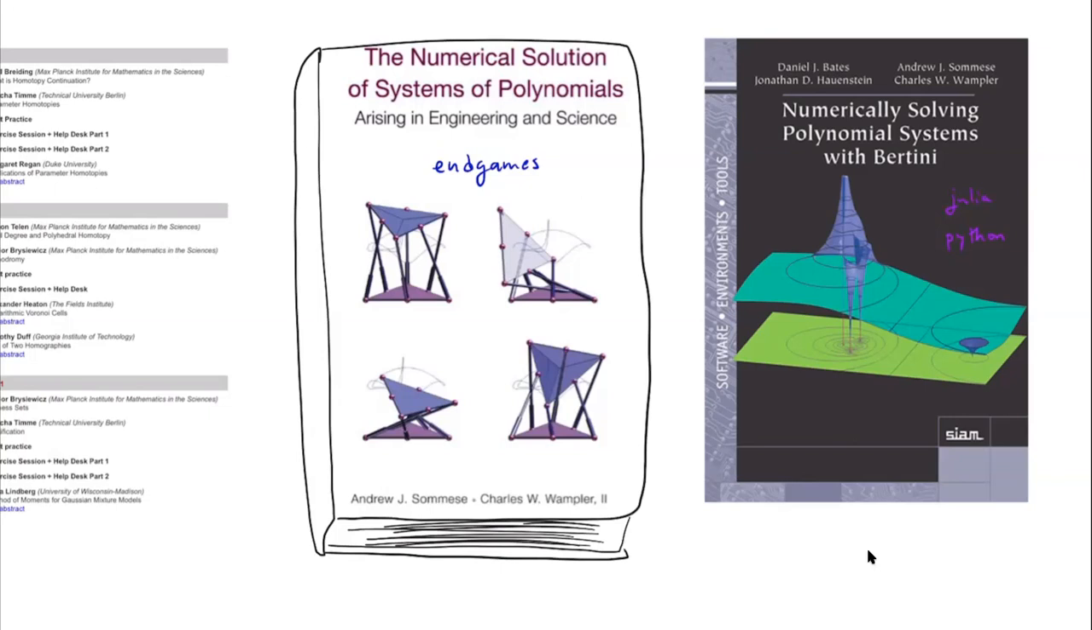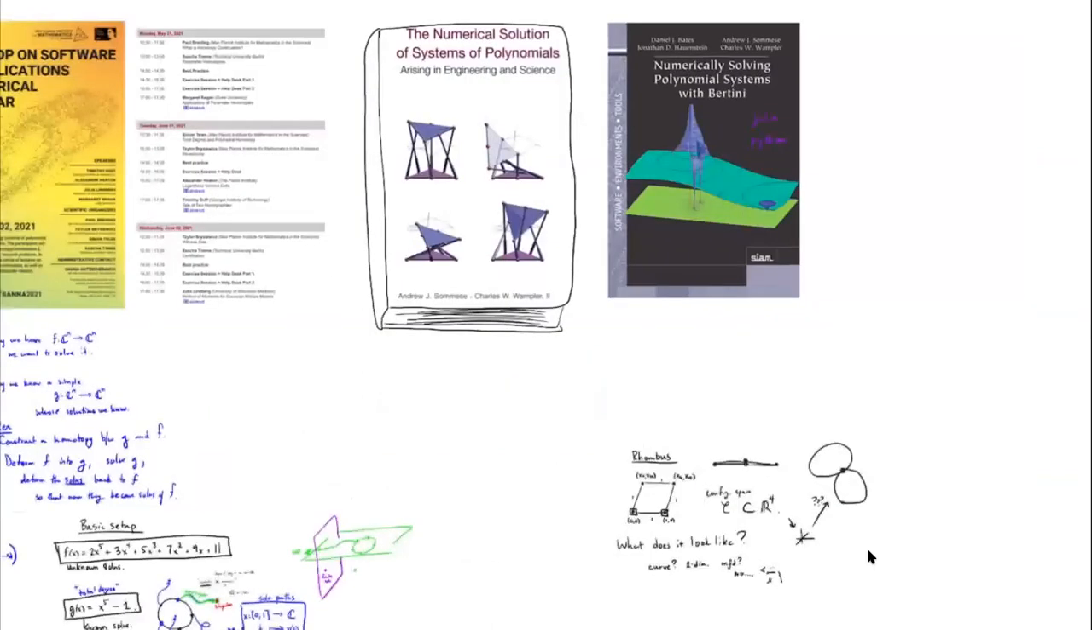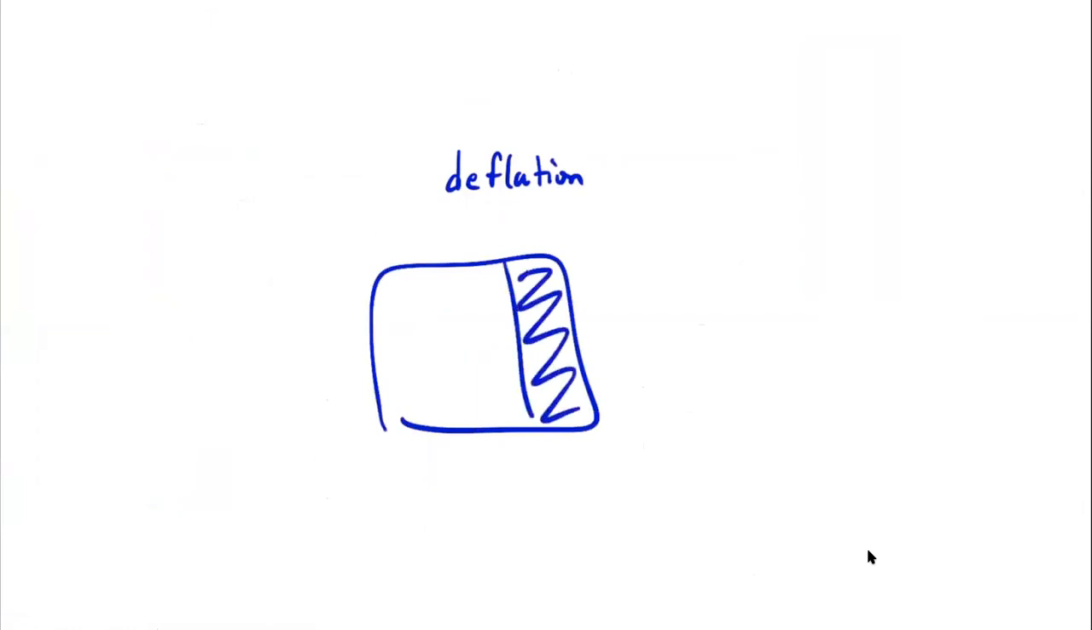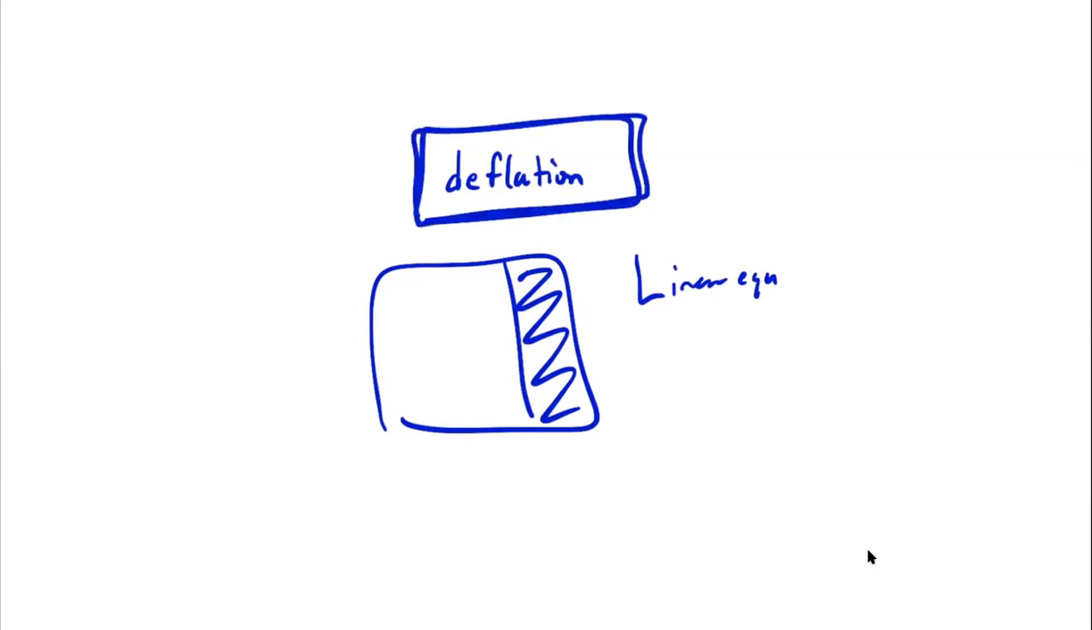Because near the singular point, the condition number is higher, right? If you perturb it, it will affect the solution more than at a normal point. There are some interesting things that you can do at singular points, like something called deflation. Let's say the Jacobian has a null space. Then you can add some more linear equations and you'll get a system that has more variables and is full rank. So the thing to look up is deflation, and you'll find it in that book again.